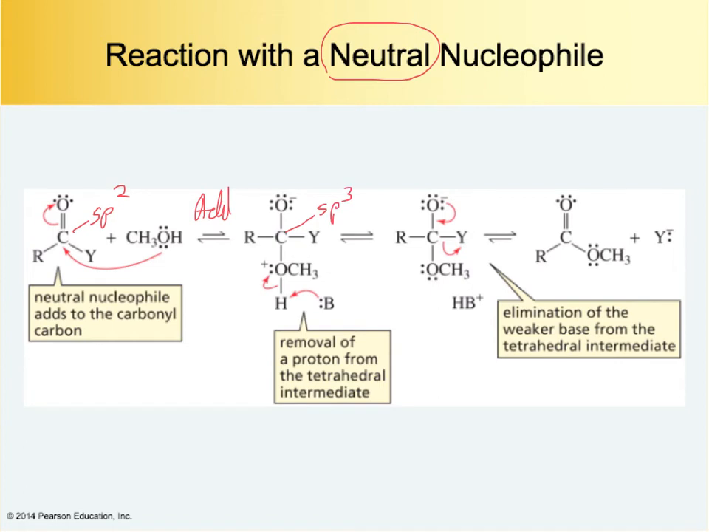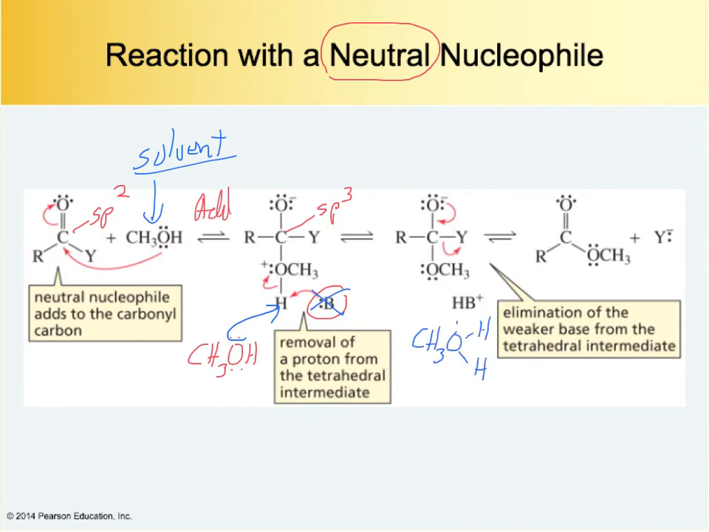We have to look at what leaving groups are around. So when we say base here, I would assume base could just mean another molecule of methanol. I would usually say this is the solvent. So let's just replace this guy with that. So HB here would just be CH3. The solvent's kind of helping move that proton around.